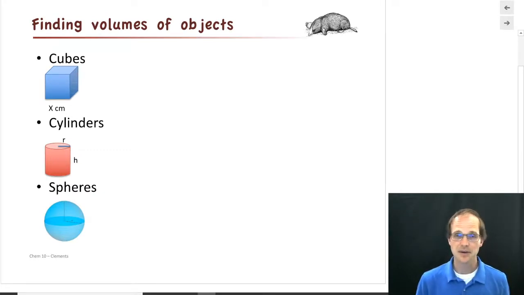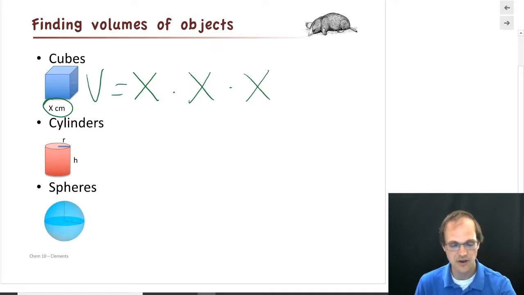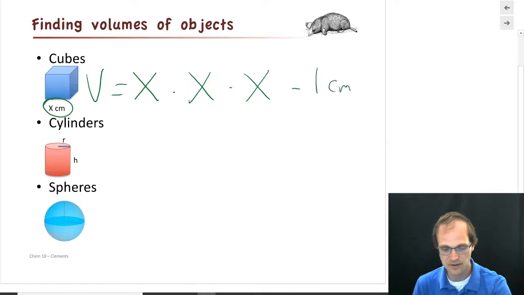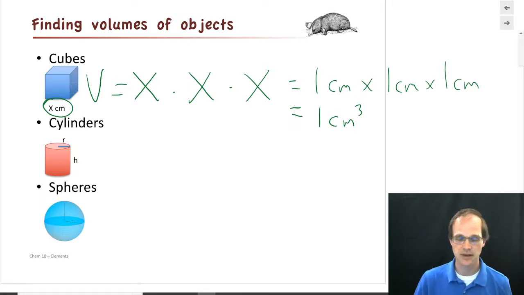Sometimes in lab, we don't have the volume of something. We need to find the volume of something. And for simple objects, it works really well. So if you have a cube and there's x length on each side, it's just x times x times x, or x cubed. So if it was a 1 centimeter cube, it would be 1 times 1 times 1, and it would be 1 cubic centimeter. So as an example, 1 centimeter times 1 centimeter times 1 centimeter is equal to 1 cubic centimeter, or centimeter cubed is how we would say that.